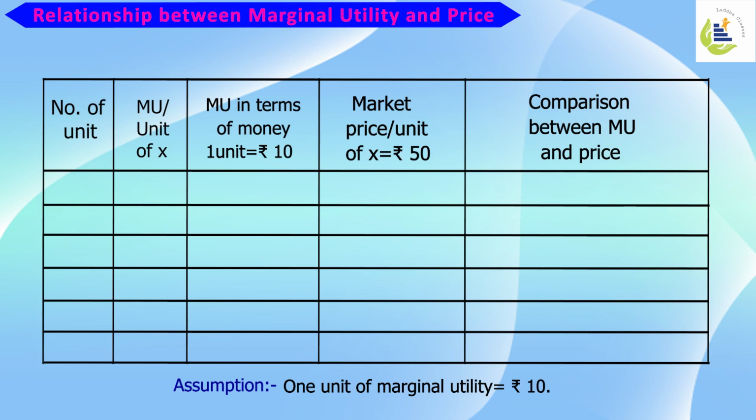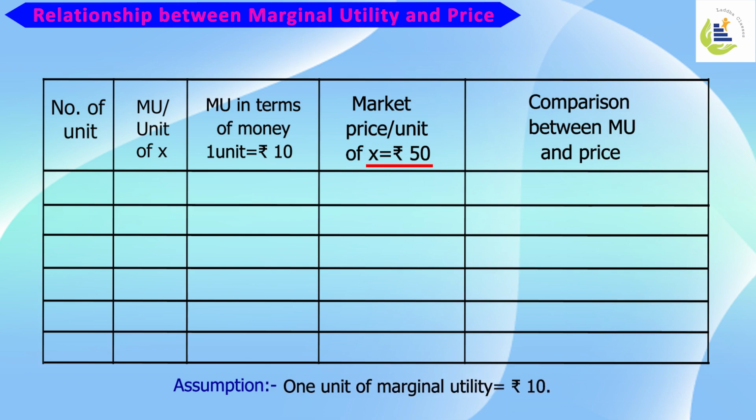So let us assume that a commodity is available at a unit price of 50 rupees in a market. And for every marginal utility unit, we will try to convert it in terms of rupees. So for every marginal utility unit, we will associate 10 rupees, just for the sake of knowledge.